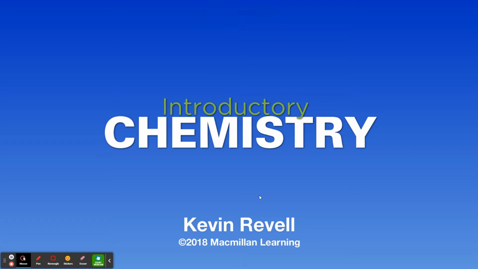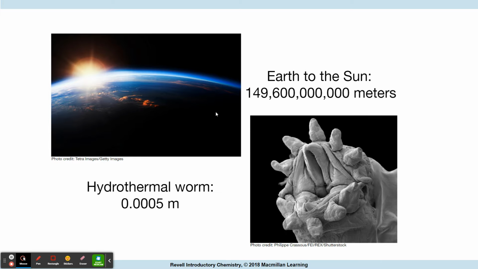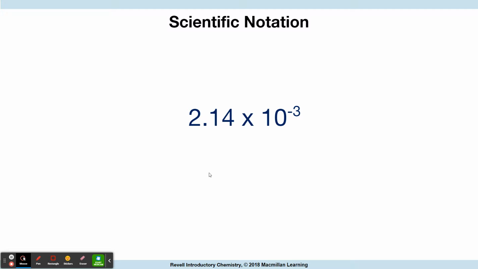Welcome to Chapter 2, Chemistry, which deals with some of the math you're going to need to know for this course. And the first thing they show you is that you're going to be dealing with either very large numbers or really small values. So it's imperative to start learning about scientific notation.